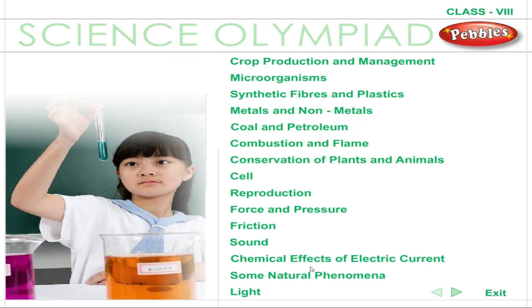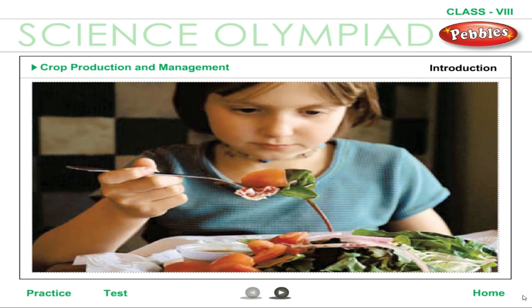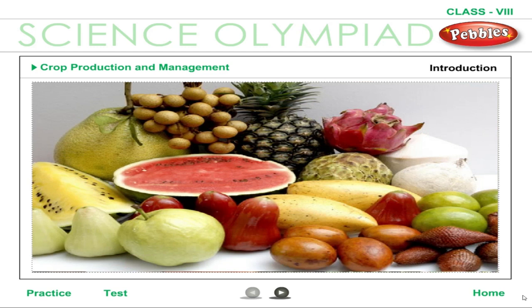Science Olympiad, Class 8. Crop Production and Management. Crop Production. Introduction. Food is the main source of energy and nutrition for all organisms, including human beings. This explains the importance of food in our life.